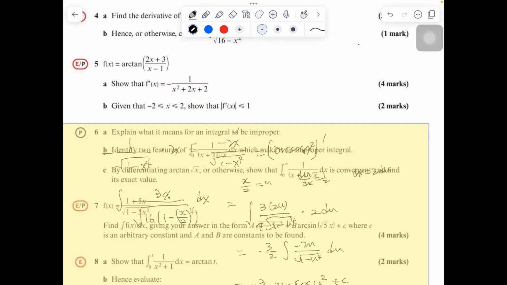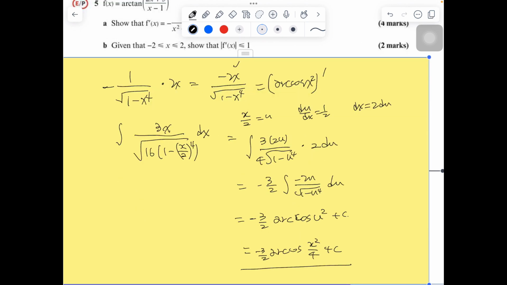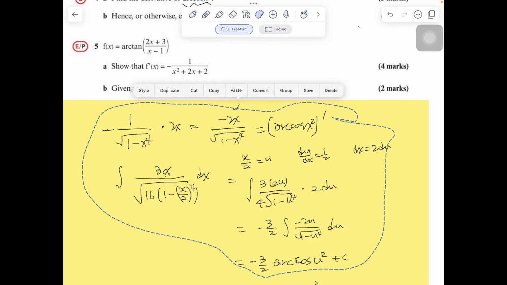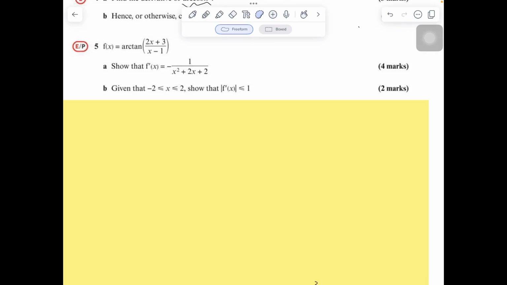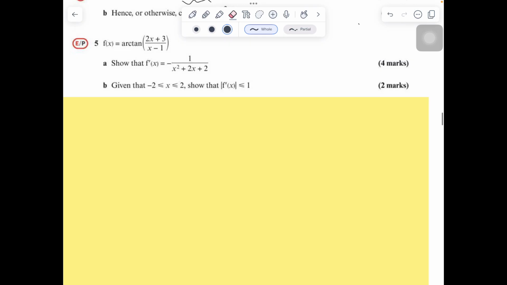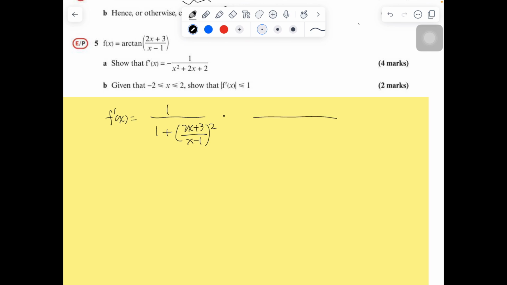And number 5. So let's do that. Arctan is this one, and let's find the derivative. So arctan's derivative is 1 over 1 plus x squared. So let's use the chain rule. So f prime of x is 1 over 1 plus 2x plus 3 over x minus 1 squared, times the quotient rule.